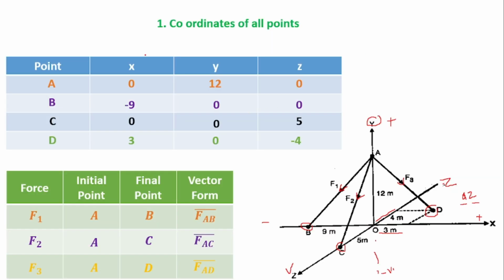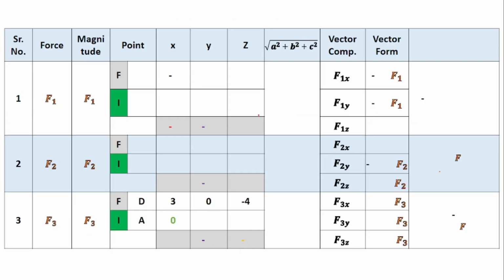For that you can take note of all the coordinates, or you can take note of this table, and all those values will be reflected in this table. So we'll start with the force F1. In this table, the first column is the serial number, the next column is the force, then the magnitude, then the points, that is the initial and final point, then the x, y, z coordinates, the square root of these values, the vector component, and the vector form of the given force.